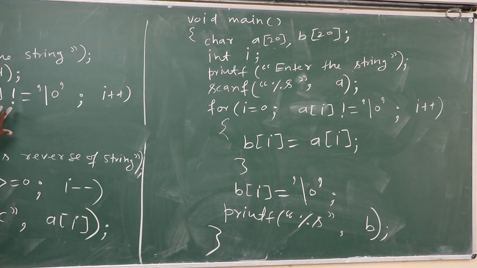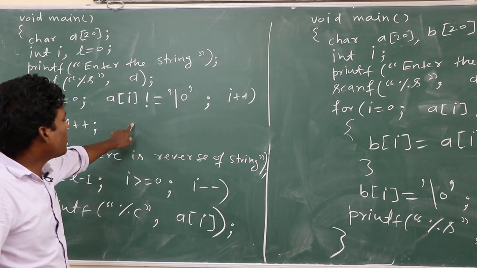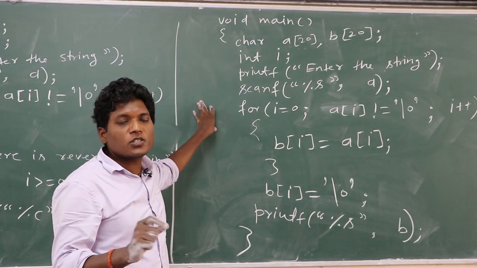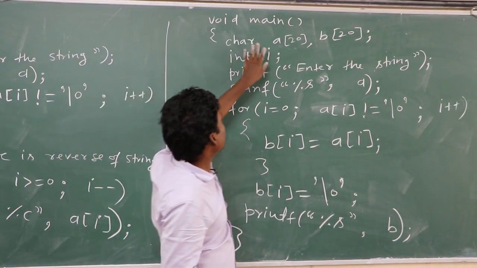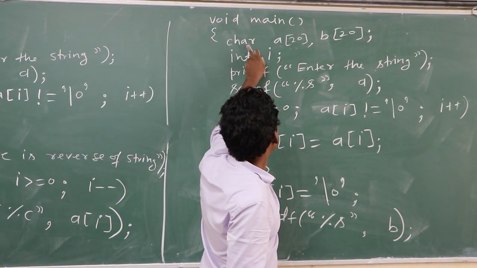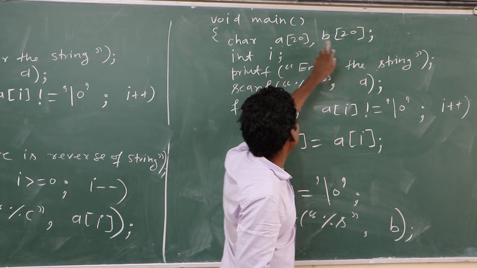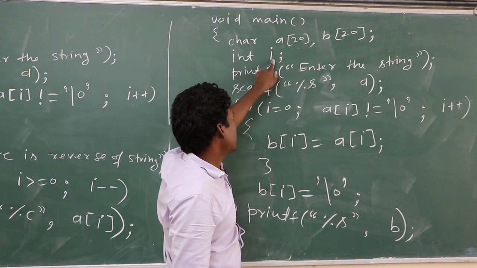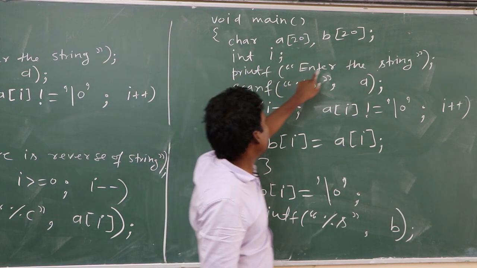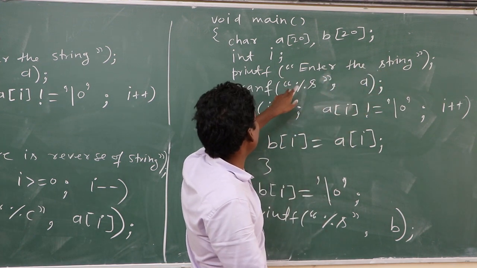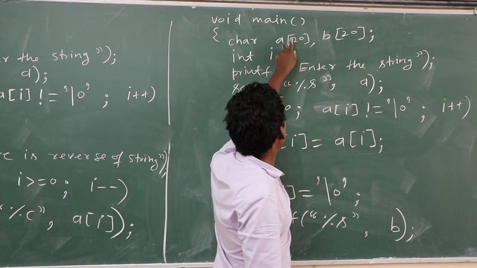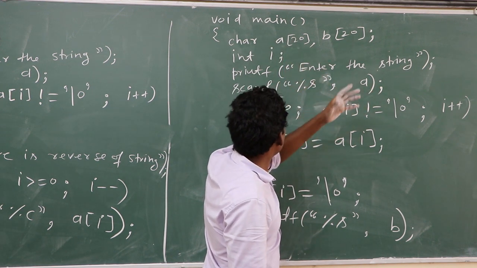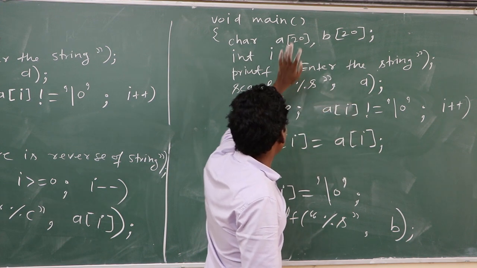Class, this is a program to reverse a string, and this is a program to copy a string into another string. Here there are two strings. A is a string, B is also a string. Int I is a variable used in the for loop. Printf, enter the string. Here you enter only A, and what you have entered is stored here.